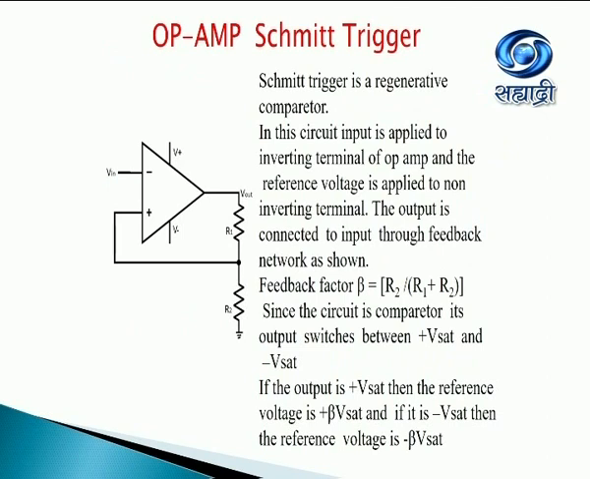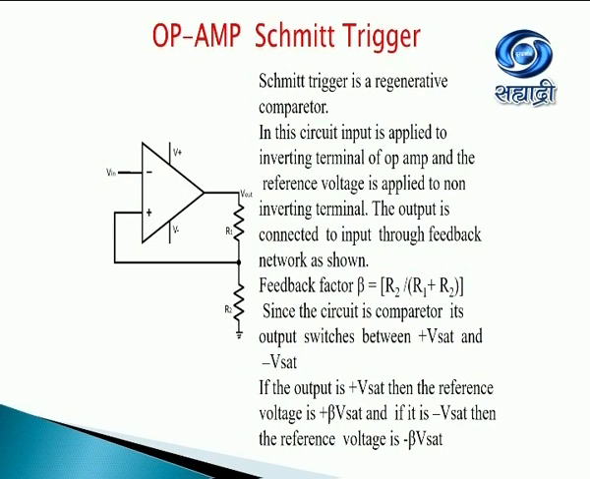Op-amp Schmitt trigger. Figure shows op-amp Schmitt trigger circuit. Schmitt trigger is a regenerative comparator. In this circuit, input is applied to inverting terminal of op-amp and the reference voltage is applied to non-inverting terminal. The output is connected to input through feedback network as shown. Feedback factor beta is equal to R2 upon R1 plus R2.